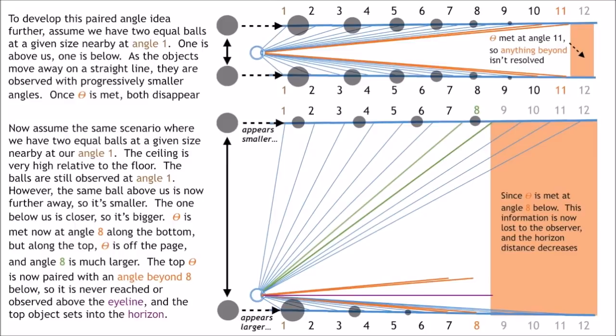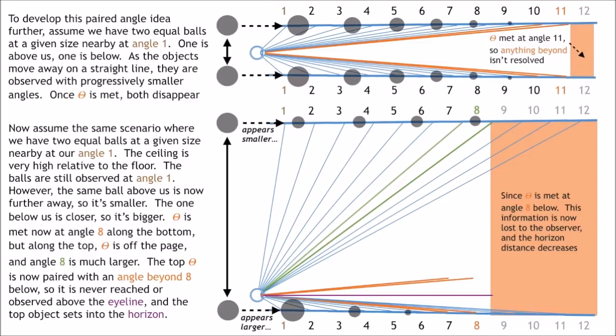So let's develop this paired angle idea further. Assume we have two equal balls at a given size nearby at our angle 1. There we have about 12 angles along the top diagram. So we'll say at angle 1 we have these two objects of the same size. As the objects move away on a straight line, they are observed with progressively smaller angles.